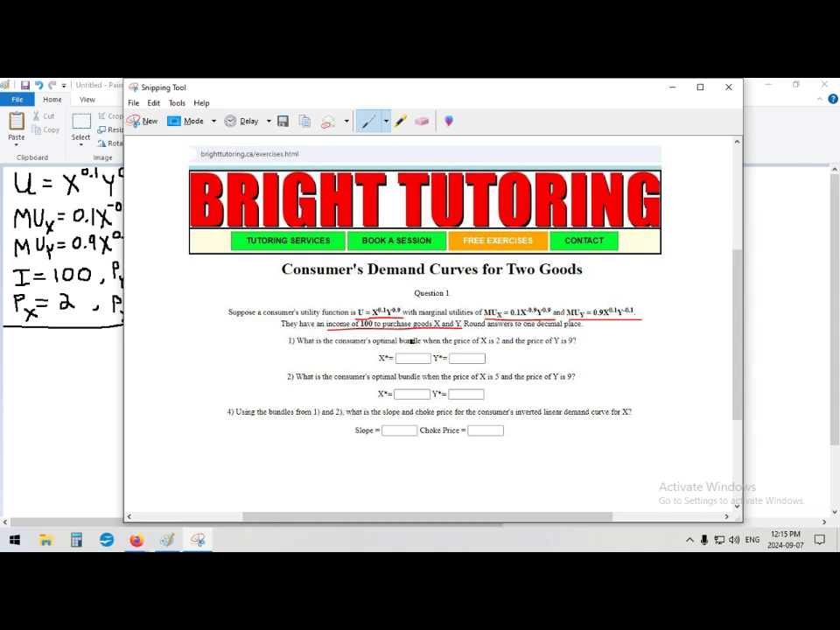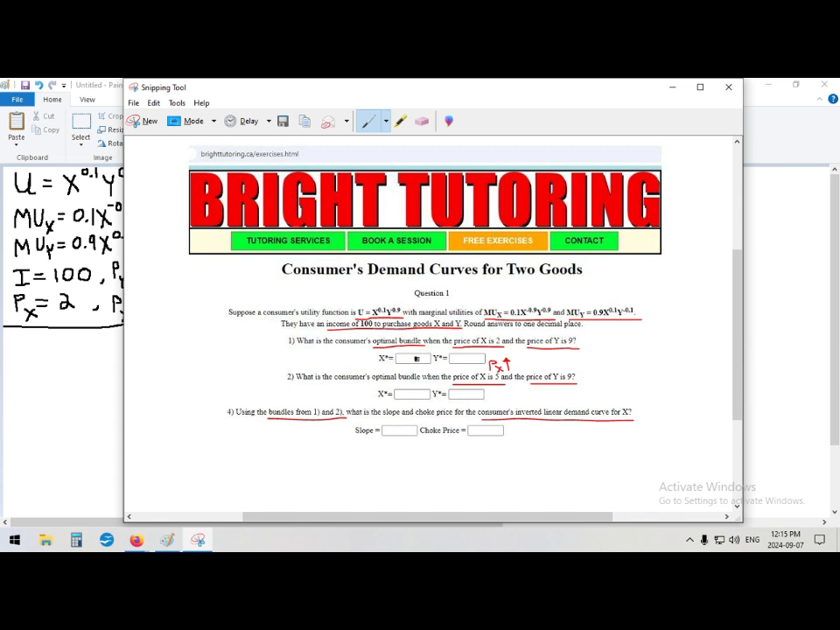Now what we have to do is figure out their optimal bundle in terms of how many goods they're going to consume, X and Y, when the price of X is $2 and $9 for Y. And then the price of X is going to increase up to $5 and the price of Y will stay the same. Once we have that change in the price of X, we can use that and these two questions to map out the consumer's inverted linear demand curve for X in the last question.